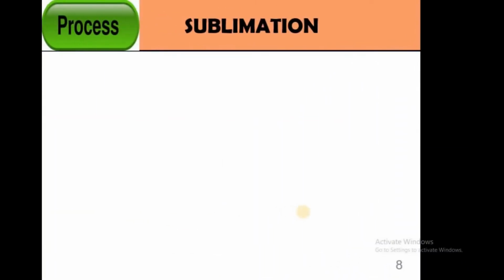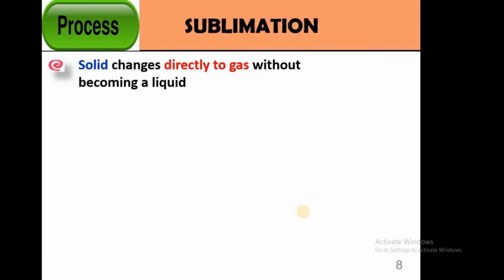The third process is sublimation. Sublimation is the process by which a substance goes directly from solid to gaseous state without passing through the liquid state. For example, we have carbon dioxide in a solid phase or dry ice, and then it becomes directly a gas, carbon dioxide.